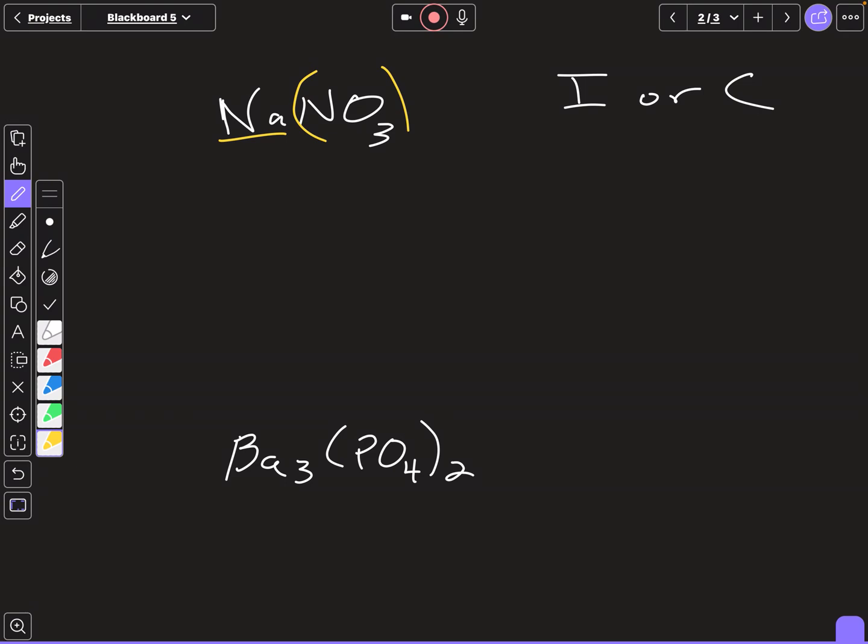But if I look, I'm going to name the metal. Na is sodium. I'm going to name the polyatomic ion then. NO3, if I look it up on my chart, the formula NO3 is the nitrate ion, so it's sodium nitrate. I do not do anything to the ending.